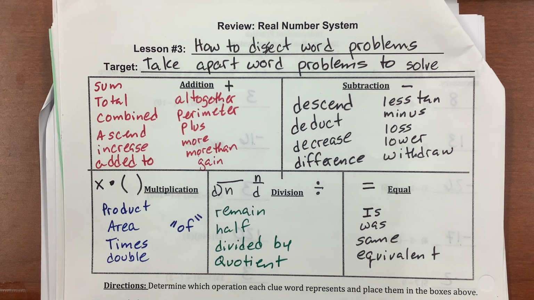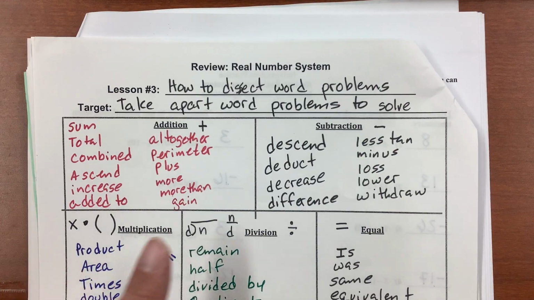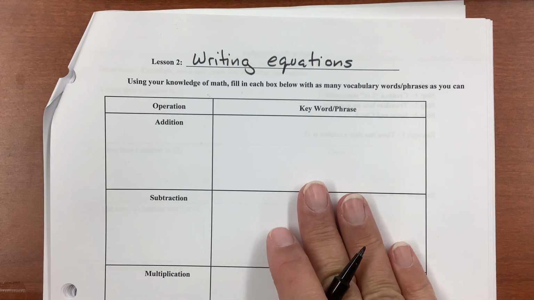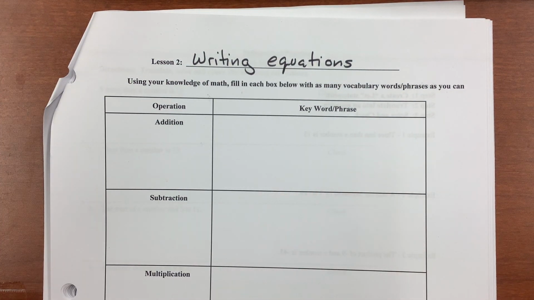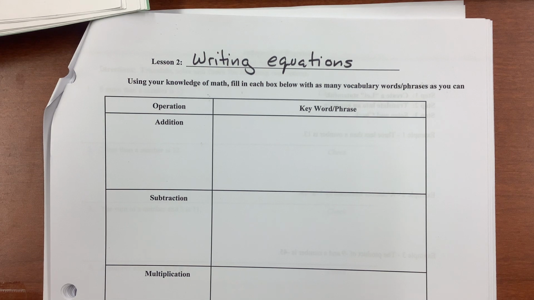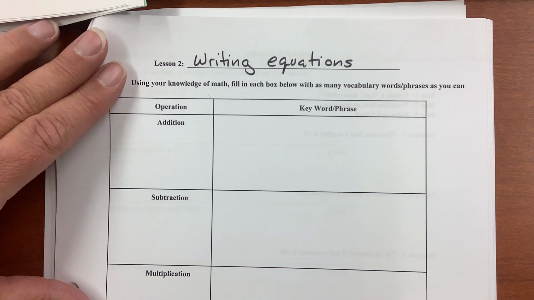Now, I want you to go back, find your packet, recall prior knowledge, it was the green packet, and I'd like you to take your words and put them here. Because we need that same knowledge, our knowledge of math, and we're going to fill in as many vocabulary words as we can. So we had a lot of words for math.